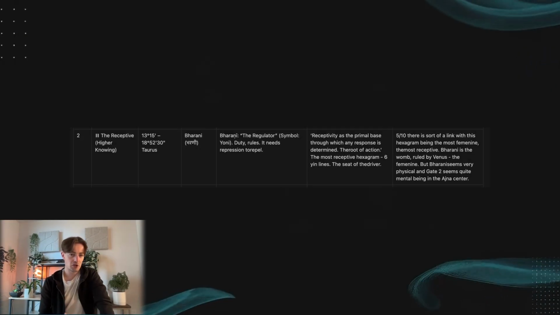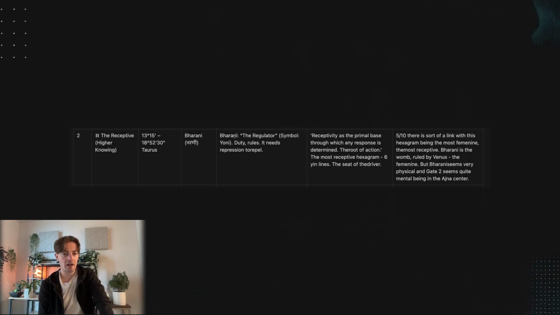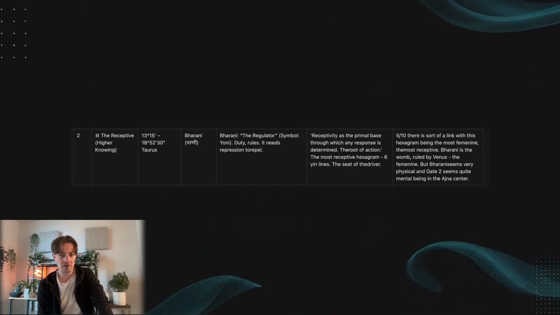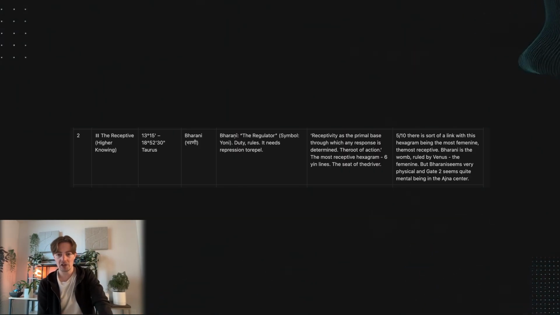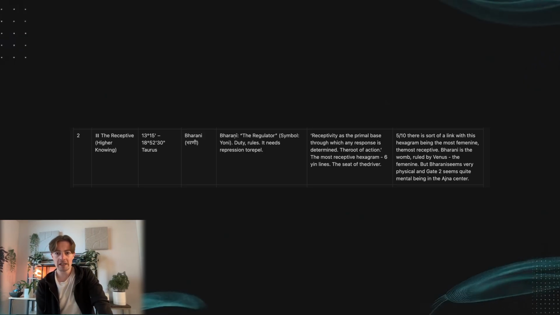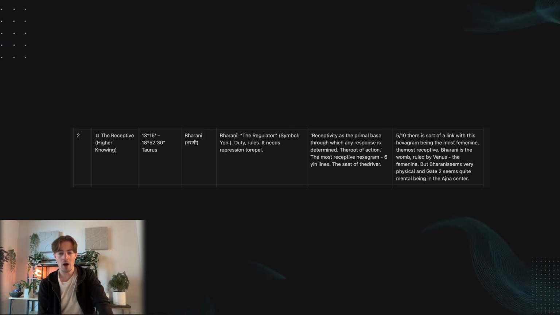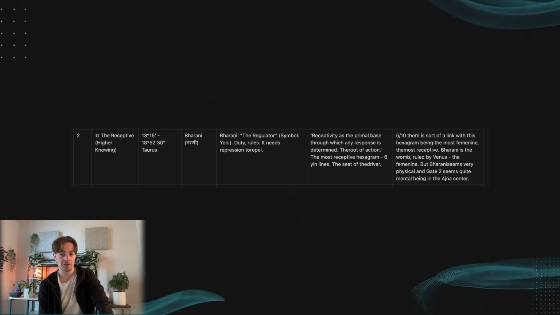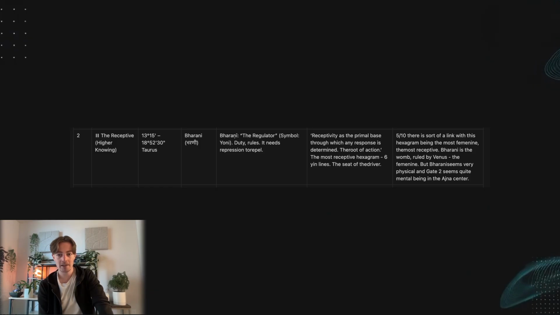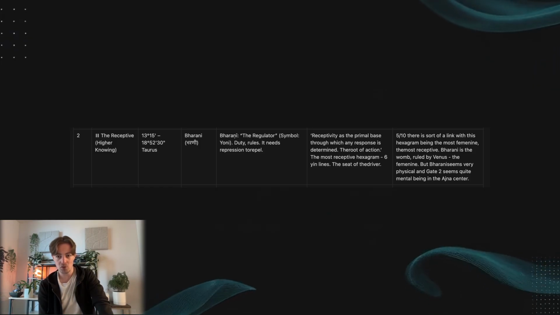Let's move on to Gate 2, the Receptive, or the Gate of Higher Knowing, going from 13 degrees to 18 degrees around Taurus, again within the Bharani nakshatra. Some notes on this gate: receptivity as the primal base through which any response is determined, the root of action, the most receptive hexagram with 6 yin lines.